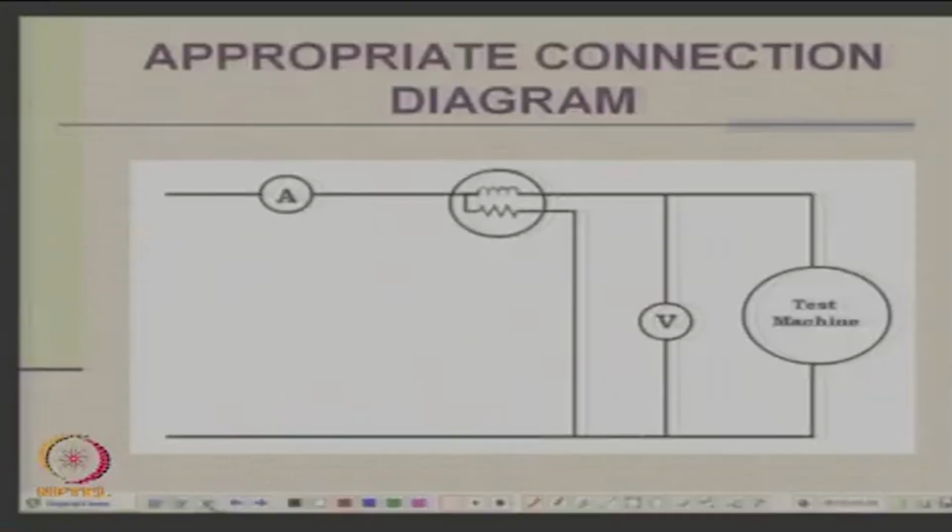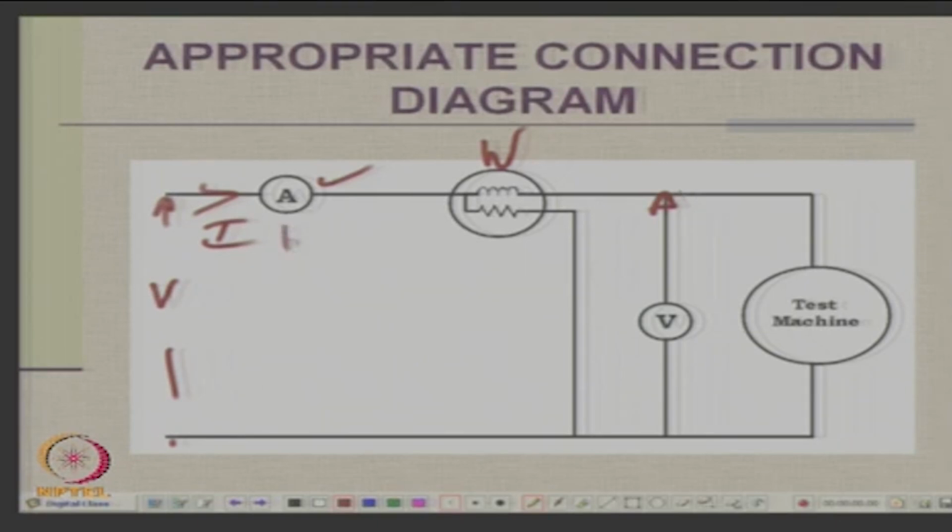Now, for example, you can connect meters like this, is it not? You have an ammeter, you apply a voltage and pass a current, and this ammeter will measure the current. Then you have the wattmeter here and the voltmeter here. This is how you connect, right. Is there any error here? No error at all?